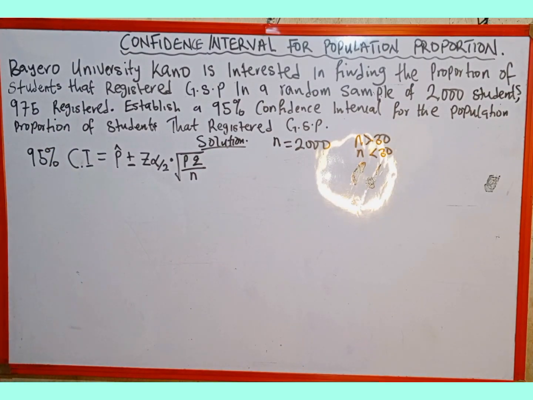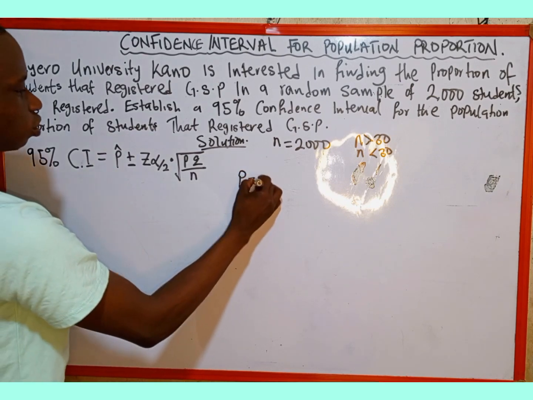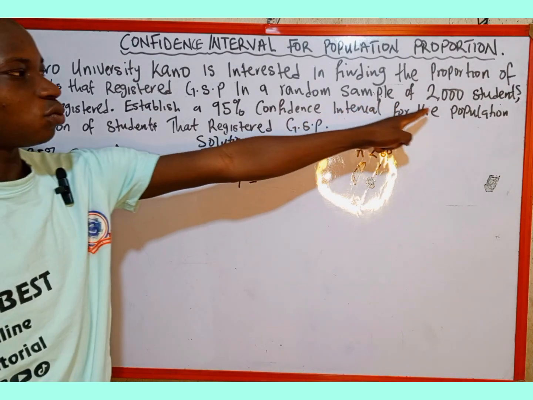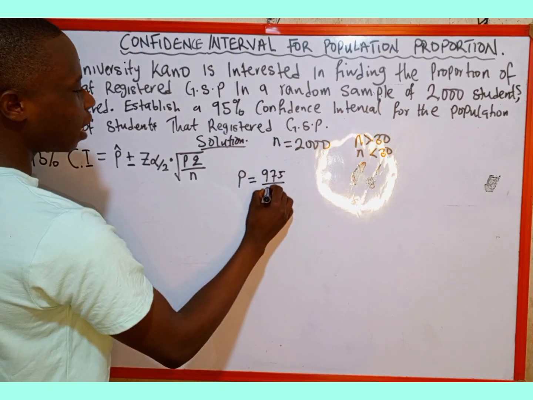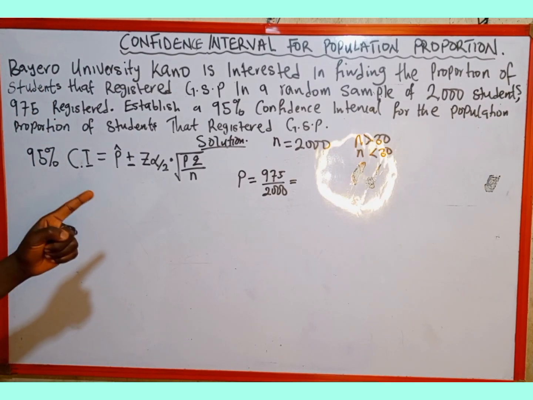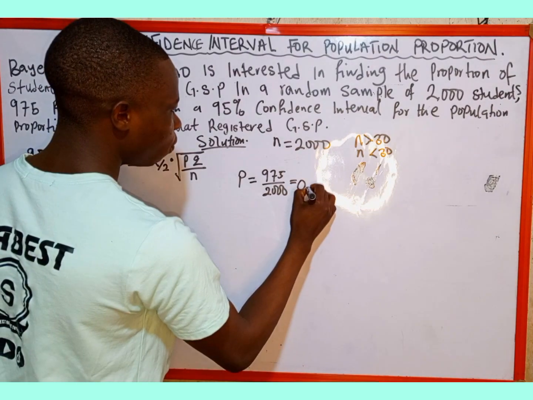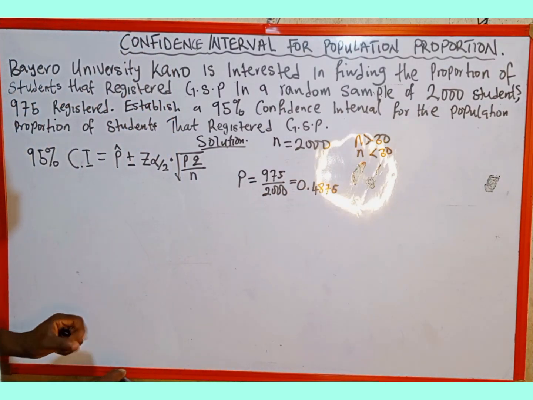So now the next thing we are going to do is to find P. The P calculated is going to be 975 students that registered for the GSP divided by the random sample of students, which is 2,000. So we're going to have 975 divided by 2,000 students. If you press your calculator, 975 divided by 2,000 is going to give us 0.4875. So the next thing we are going to get is Z.